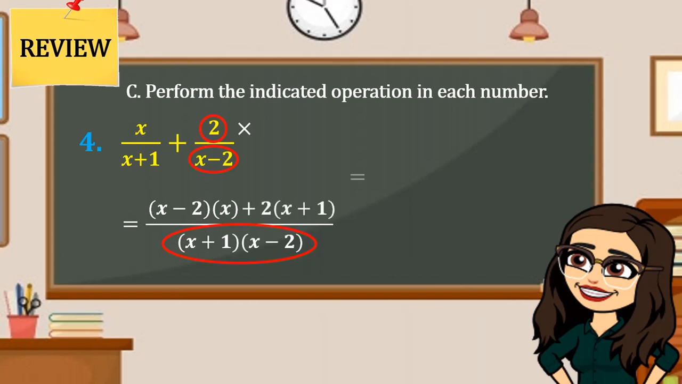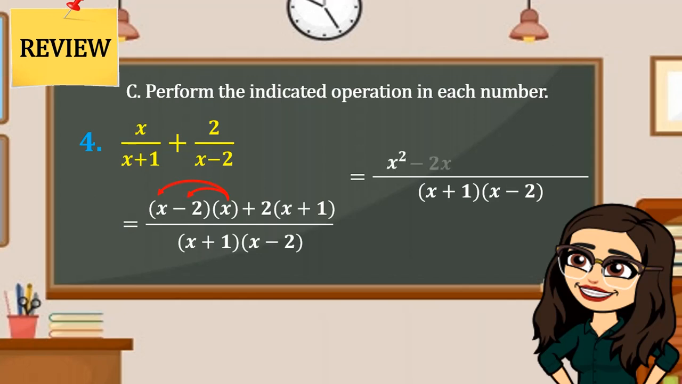So simplify the numerator. We're going to distribute x to the quantity x minus 2. X times x is x squared. X times negative 2 is negative 2x. So same with 2 times quantity x plus 1. 2 times x is positive 2x. 2 times 1 is positive 2.